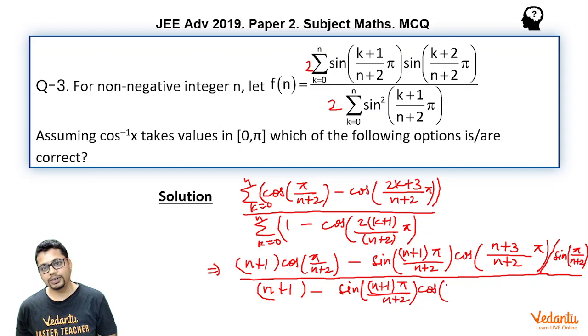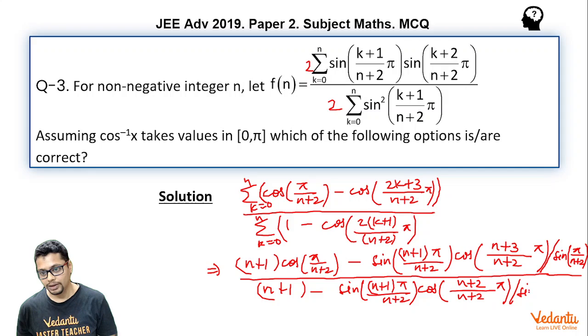Cos of (first angle plus last angle) by 2. First angle: you put k to be 0, 2 pi by n plus 2. Last angle: you put k to be n, 2 times n plus 1 pi by n plus 2. So as you add, you'd get n plus 2 here and pi here, and first plus last in the numerator would give you 2 plus 2n plus 2, basically 2n plus 4. By 2 we have to do, and it becomes n plus 2.